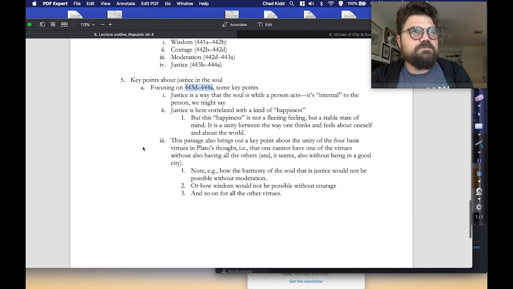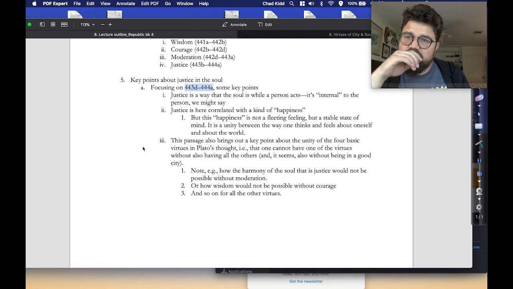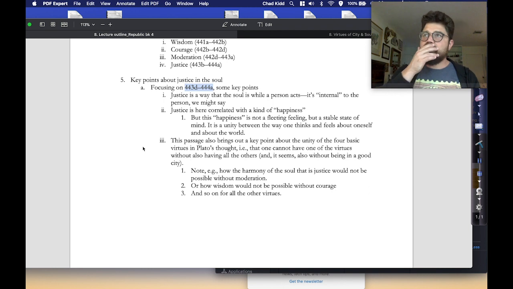Also, this passage brings to light something we'll talk about more in discussion, which is the idea that these four virtues of the soul, wisdom, moderation, courage, and justice, are unified in a really interesting way. They're unified in such a way that you can't have one of these virtues without also having the rest of them, right? So just think about it.